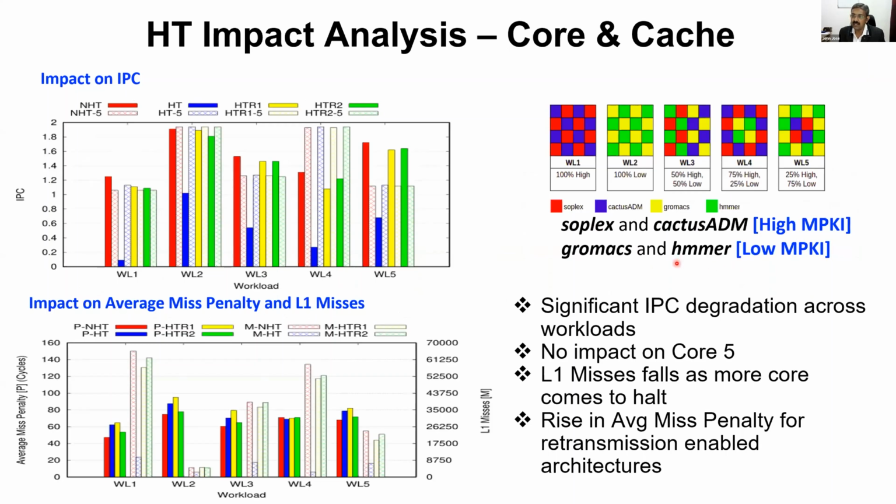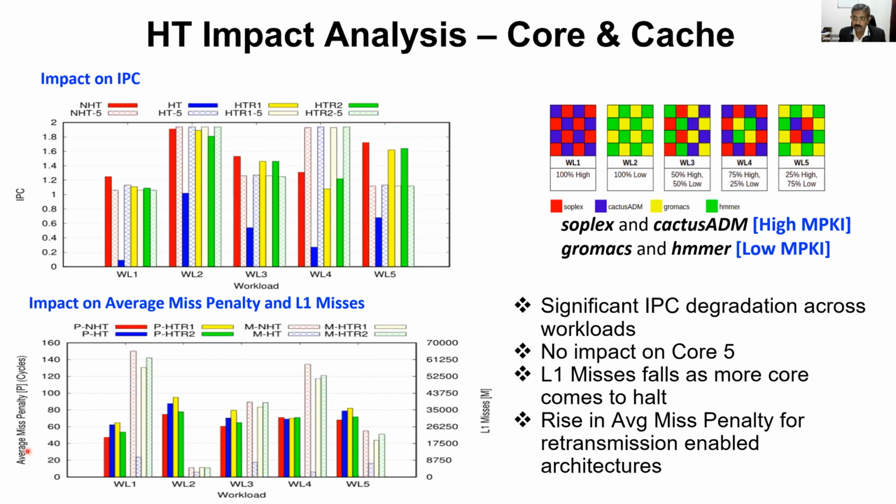So similarly, we conducted different kinds of SPEC benchmarks also, considering workload 1 consisting of all high MPKI benchmarks to different combinations of high and low. We took only 4 different benchmarks, and across the benchmarks, we can see that the solid bar on the top graph indicates the average IPC values, where the red one is no HT and the blue one is with HT. So there is a drastic reduction in IPC. And when you use a retransmission circuit, then the IPC values are picking up.